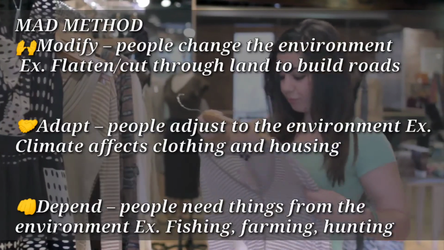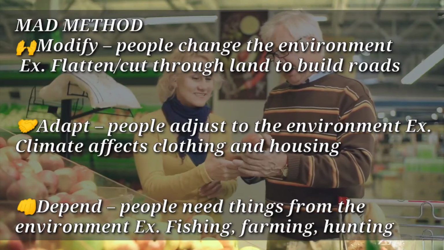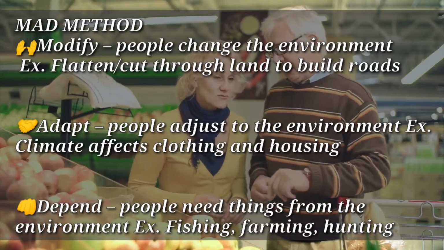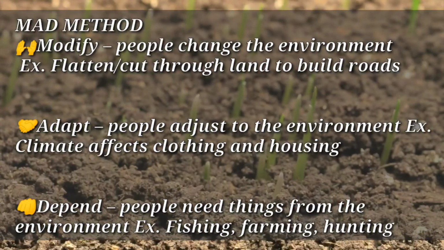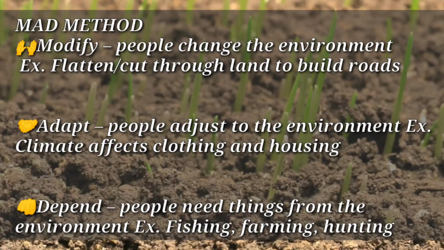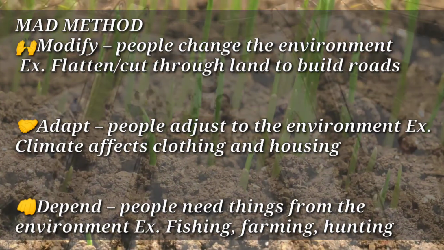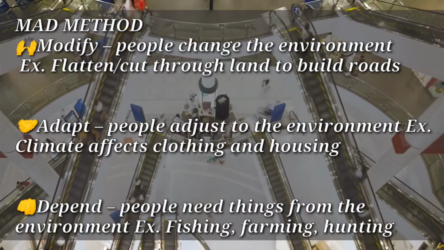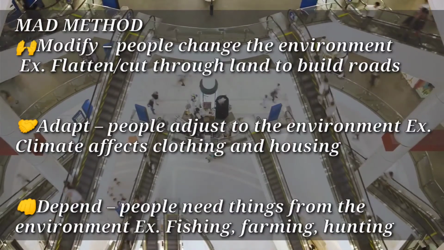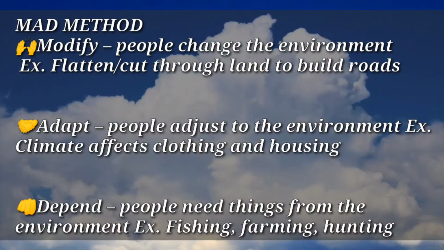As problems and solutions arise from human and environment, we cannot deny also that the MAD method is really effective to promote environmental awareness. So modify is for people to change the environment. For example, to flatten, cut through land or build roads that we usually do because we have also to survive. We have also some of the interest to move us forward.